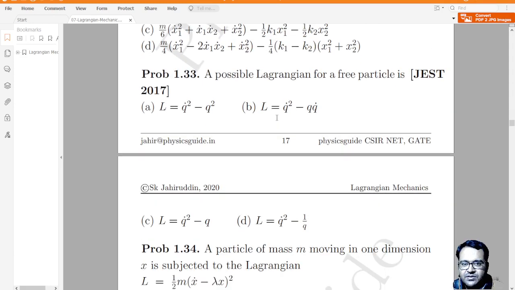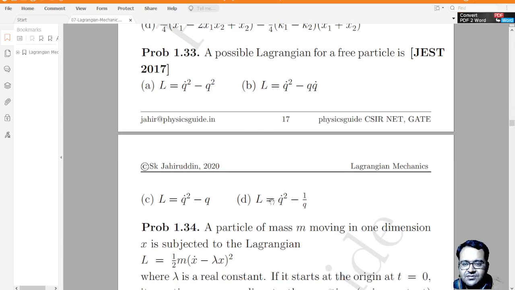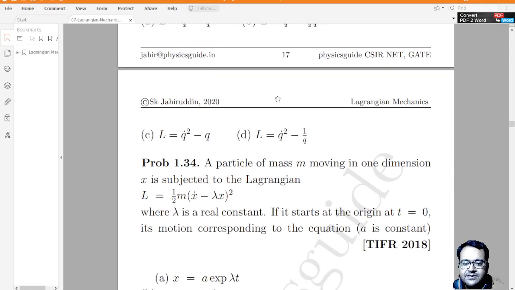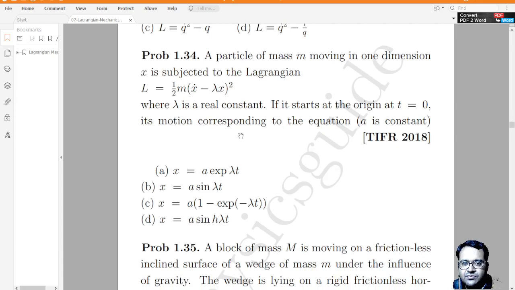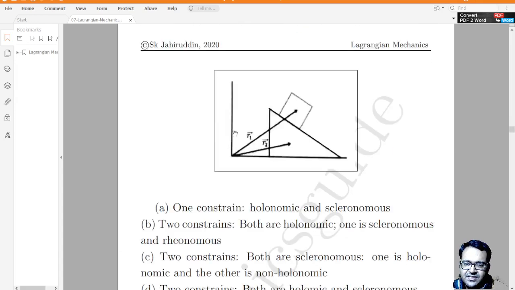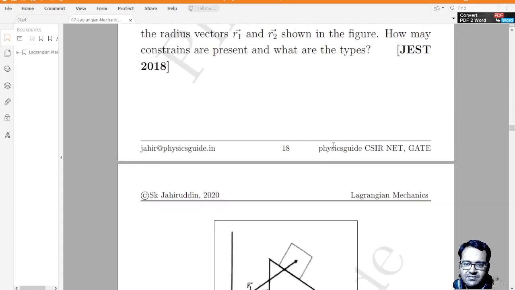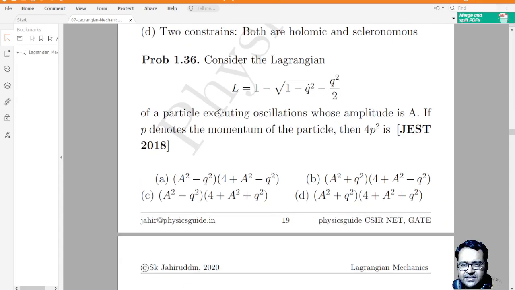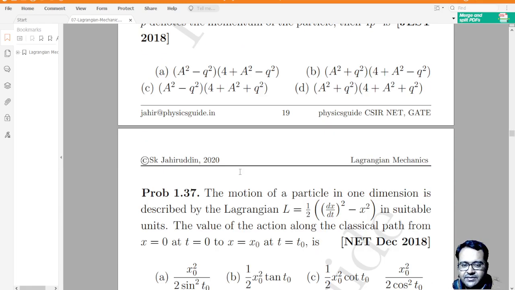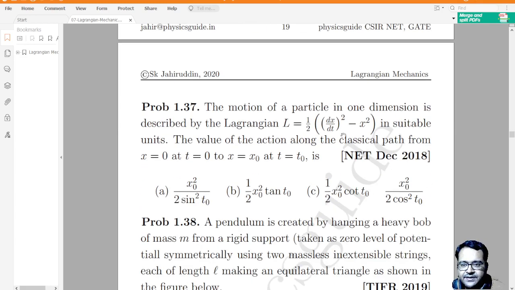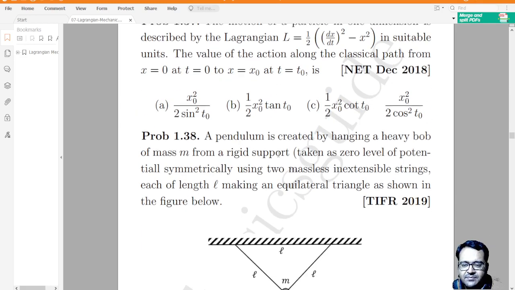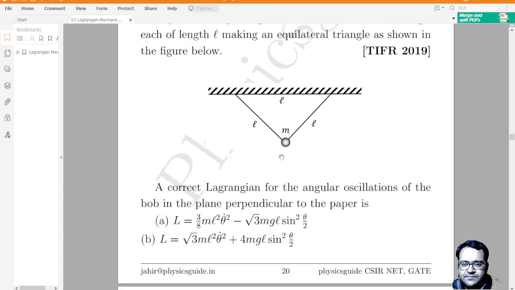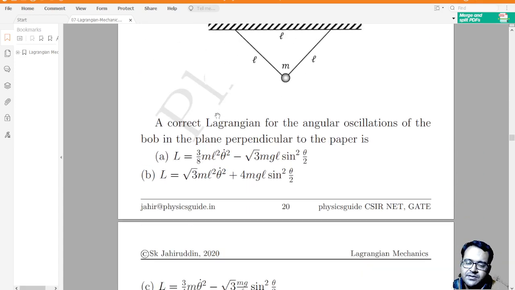This is also a Lagrangian calculation problem. For the free particle, what could be a possible Lagrangian? You just need to see which Lagrangian leads to a free particle. Here you need to solve the Lagrangian. No, you don't need to calculate the Lagrangian, it's just to think about the constraints. So you think about the constraints. This is a little bit difficult, I calculated it. This is also a little bit difficult problem, but you might have a try. This will also be a difficult problem, but you might have a try.